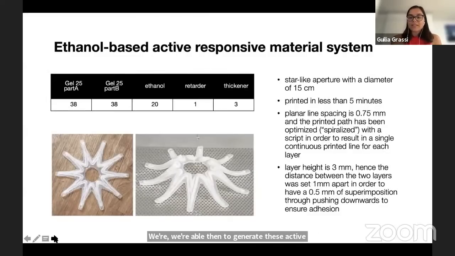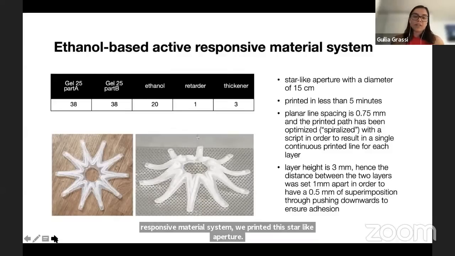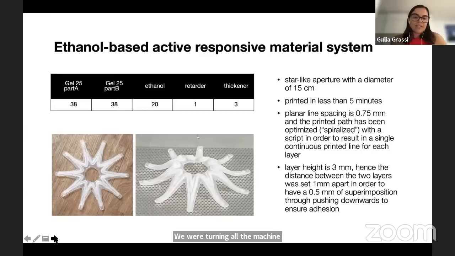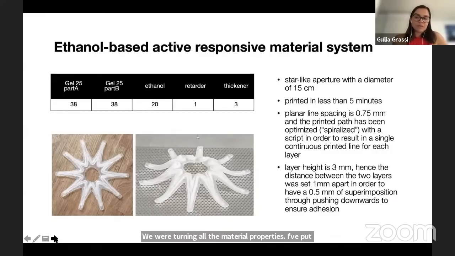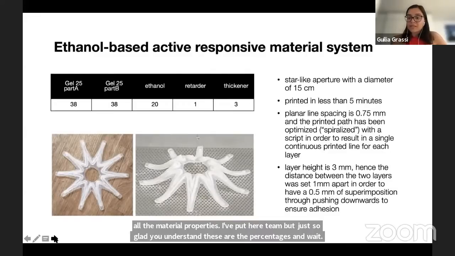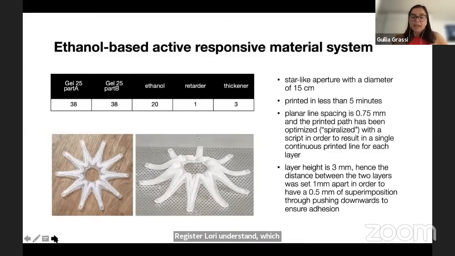We printed this star-like aperture. We were tuning all the material properties. I've put here a table just to let you understand. These are the percentages in weight, but just to let you understand which parameters we had to keep in mind. And of course, as you can see, the design was optimized for the machine, so for additive manufacturing.